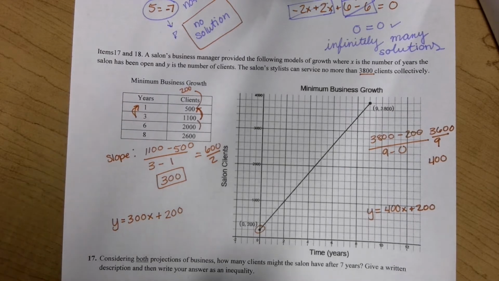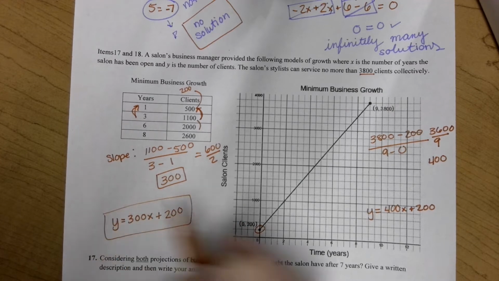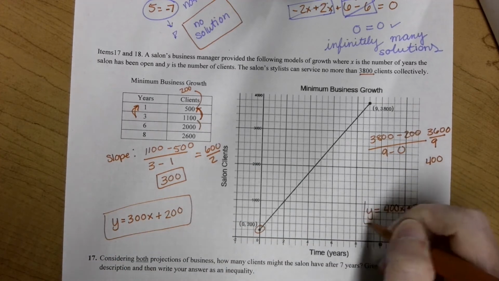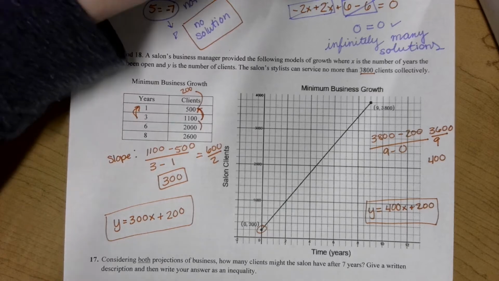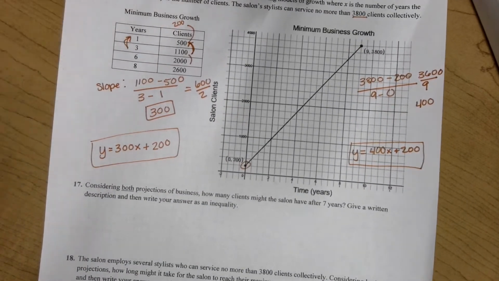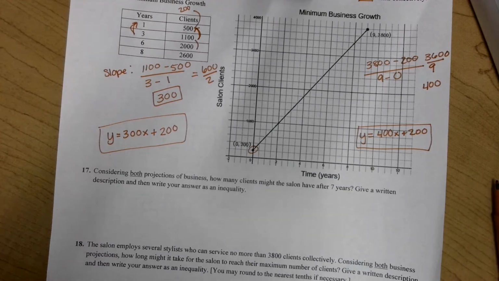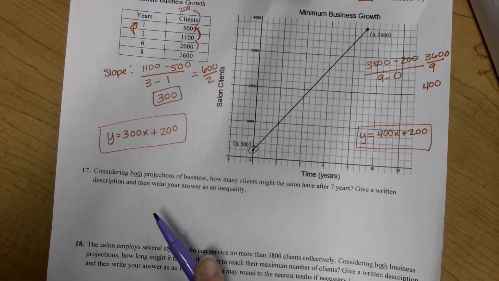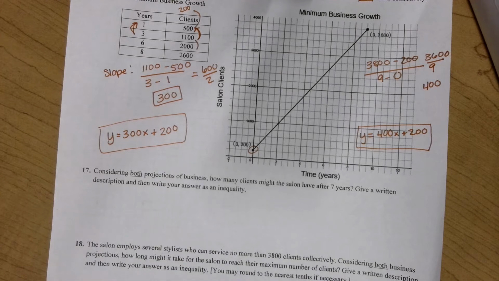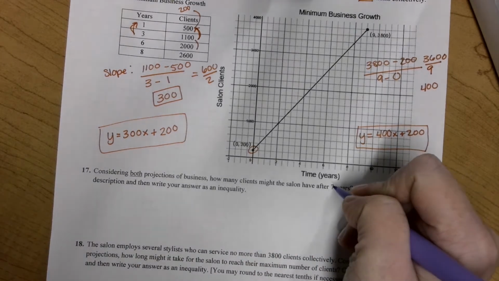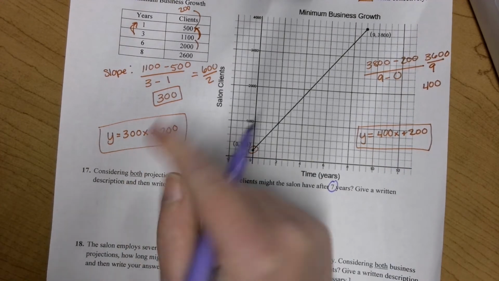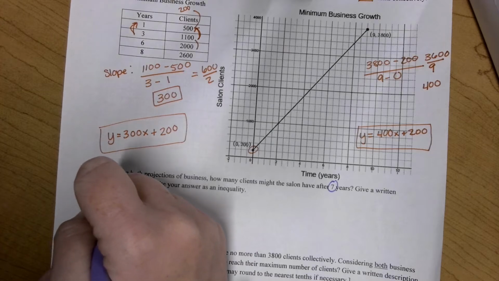Okay, so I've got my two equations, which isn't even what the question asked for, but we need those in order to answer the next couple of questions. Okay, so it says, considering both projections of business, how many clients might the salon have after 7 years? Give a written description and then write your answer as an inequality. So we want to know how many clients they would have after 7 years. So let's plug 7 into each equation.